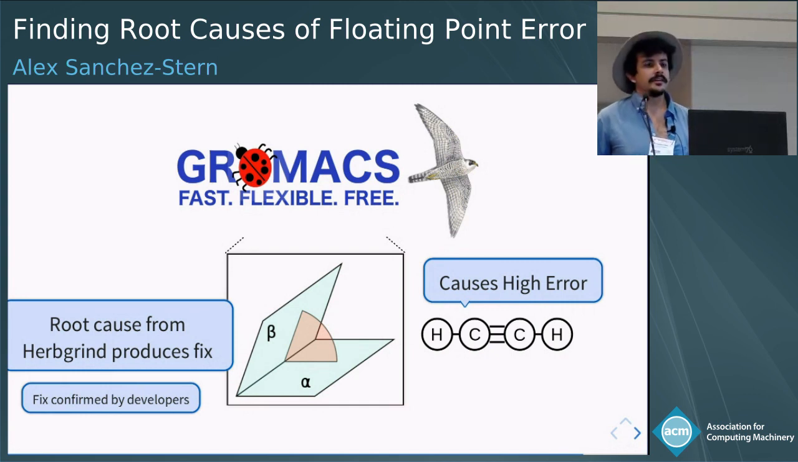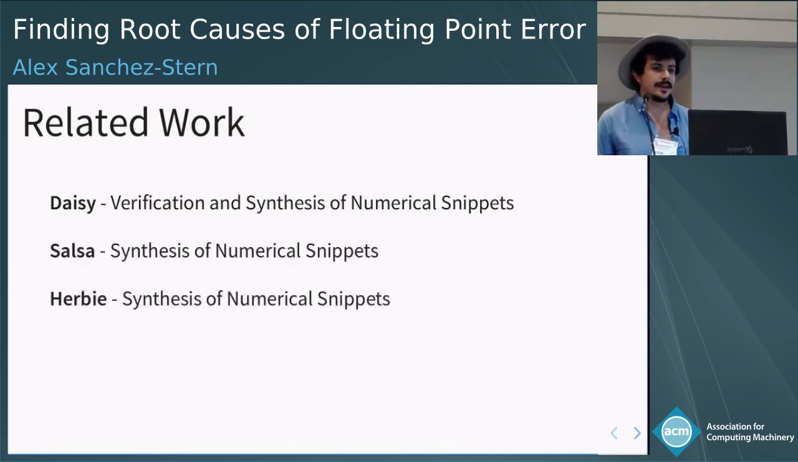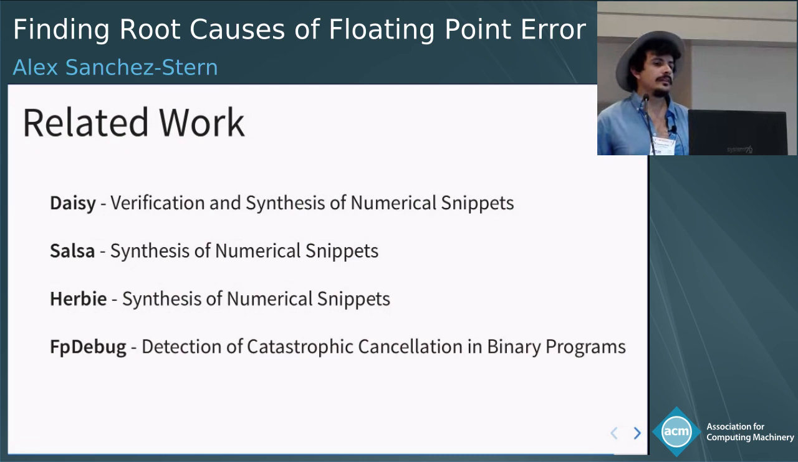Obviously, HerbGrind doesn't stand alone in the space of floating point tooling. There's a lot of amazing work out there for synthesis of numerical snippets and verification. So we've got this work DAISY from MPI that is used to verify and synthesize numerical code. There's also some other work, Salsa and Herbie, that is just there for synthesizing better numerical code. And this other piece of work, FPDebug, does a similar real shadowing to detect potential sources of catastrophic cancellation.